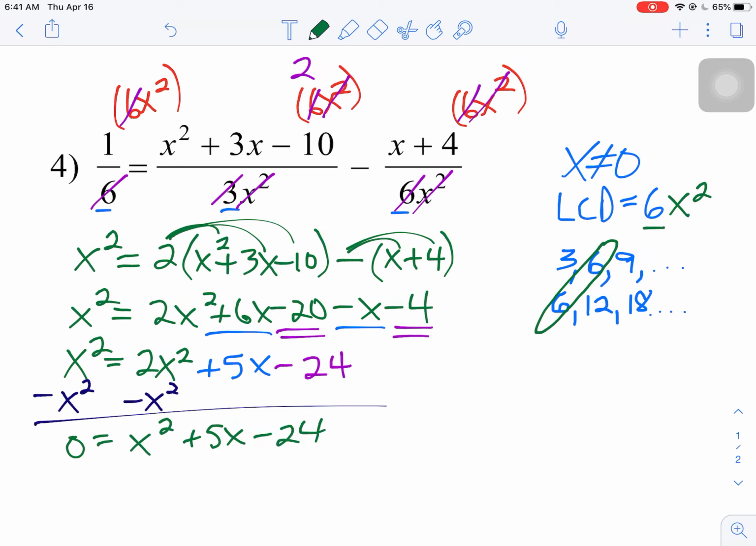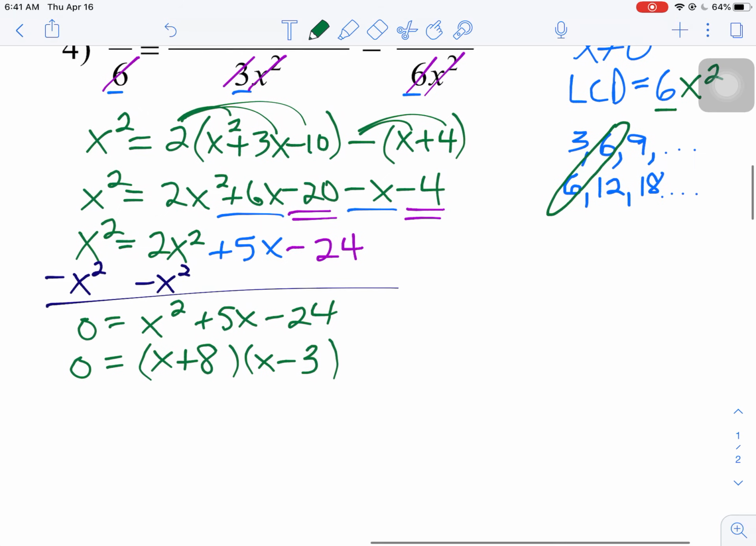All right, so it looks like we're down to a basic trinomial. So there's no GCF that we could factor out. We want to find two numbers that multiply to negative 24, and then those same two numbers need to add up to 5. So it should be 8 and negative 3. And then at the end here, set each factor equal to 0, solve for x. So we're getting -8 and 3.